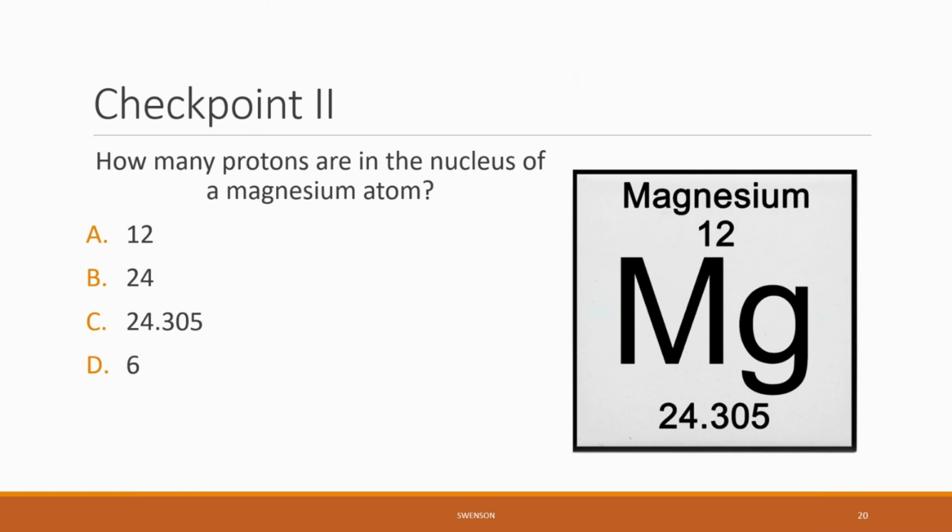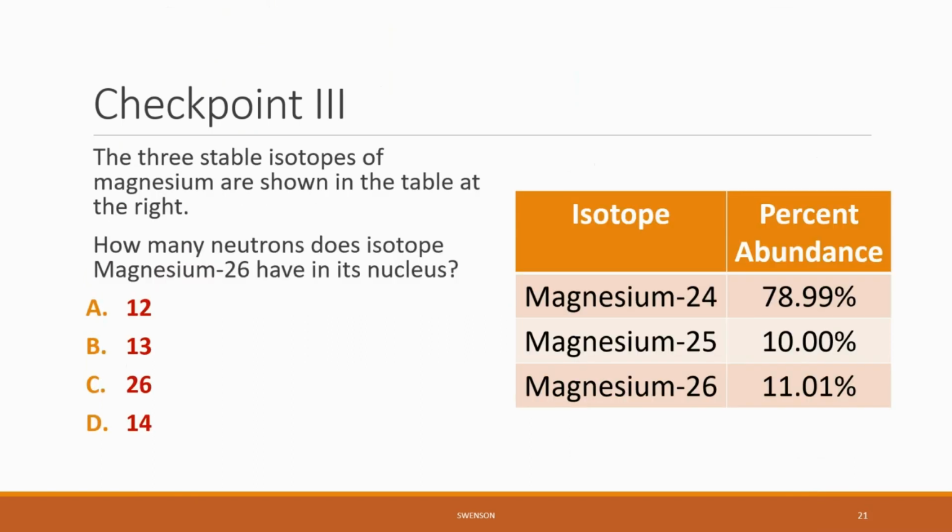Point 2, how many protons are in the nucleus of a magnesium ion? Or sorry, a magnesium atom. Point 3, the 3 stable isotopes of magnesium are shown in the table at the right. How many neutrons does isotope magnesium-26 have in its nucleus?